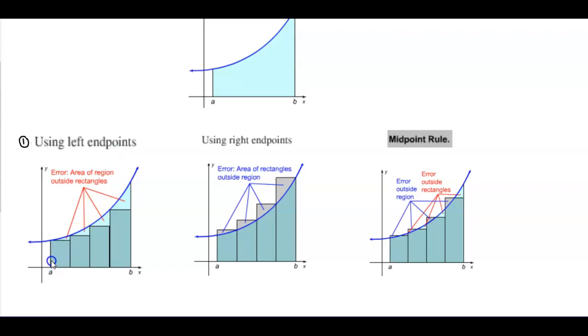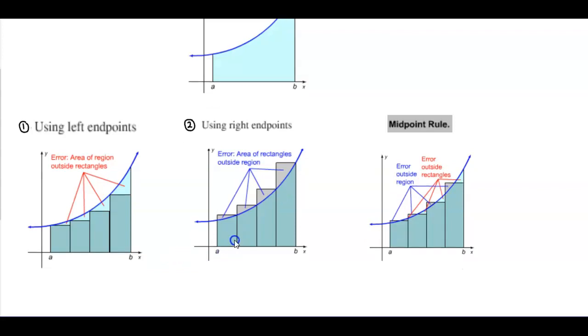So that means you're making these rectangles where the area of the region is outside the rectangle. So here we're creating these left endpoints. Okay, so the endpoints are on the left. Now we can also use what we call right endpoints. So the right endpoints, you can see here, are a little bit above the curve. So again, this is an approximation. So the area of the rectangles is outside the region.